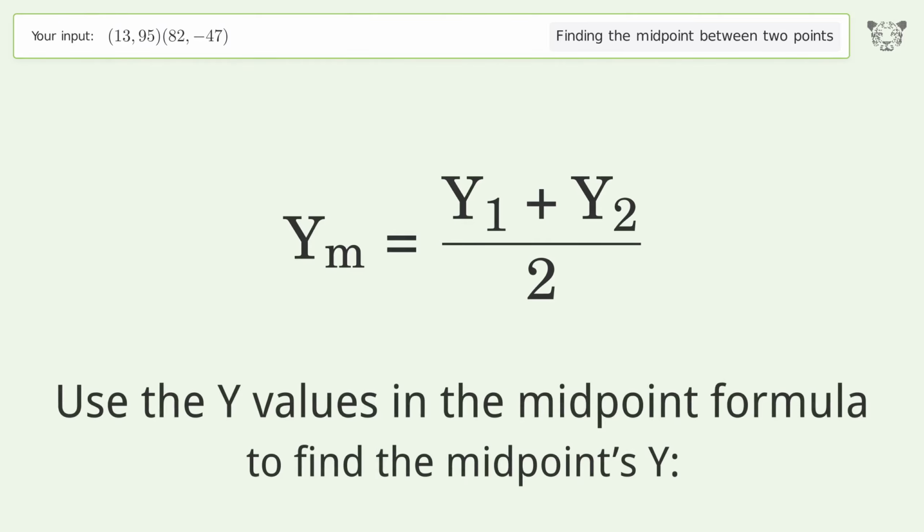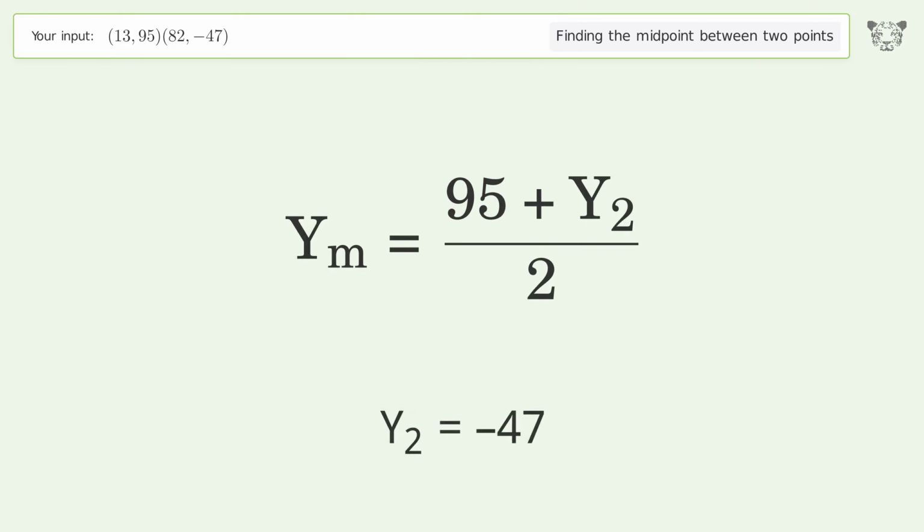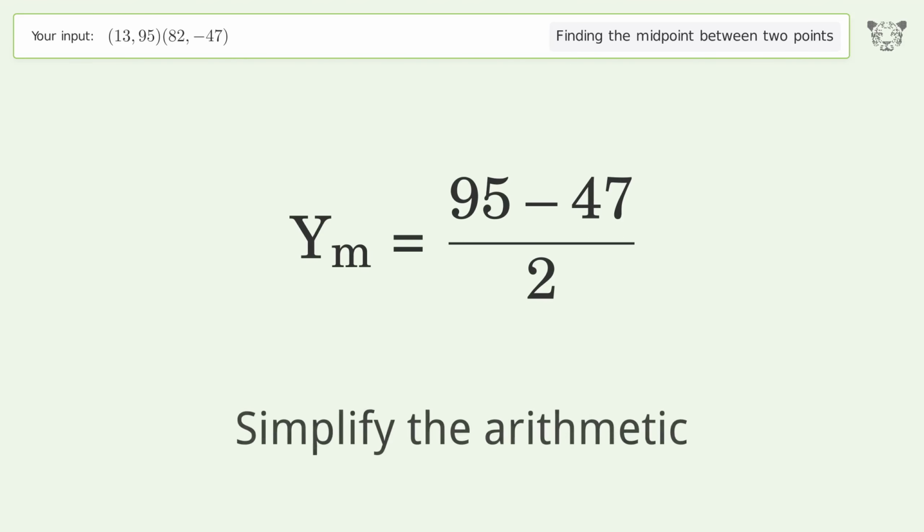Use the y values in the midpoint formula to find the midpoint's y. y1 equals 95. y2 equals -47. Simplify the arithmetic.